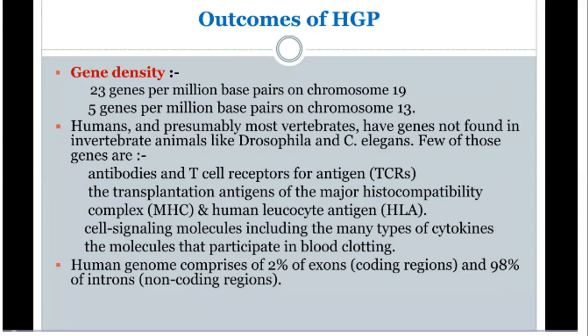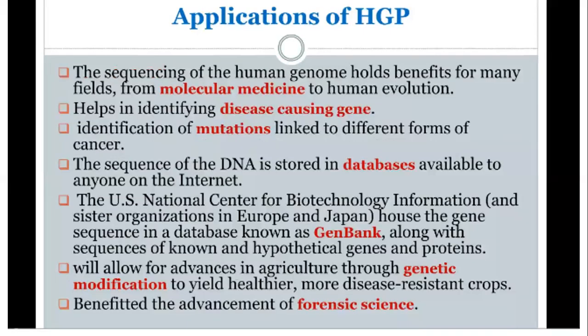These include antibodies and T cell receptors for antigen, and transplantation antigens of the major histocompatibility complex, which is also called MHC, and human leukocyte antigen, which is also called HLA. Cell signaling molecules, including the many types of cytokines, and molecules that participate in blood clotting. The human genome comprises 2% exons and 98% introns, and exons are the coding regions and introns include the non-coding regions.